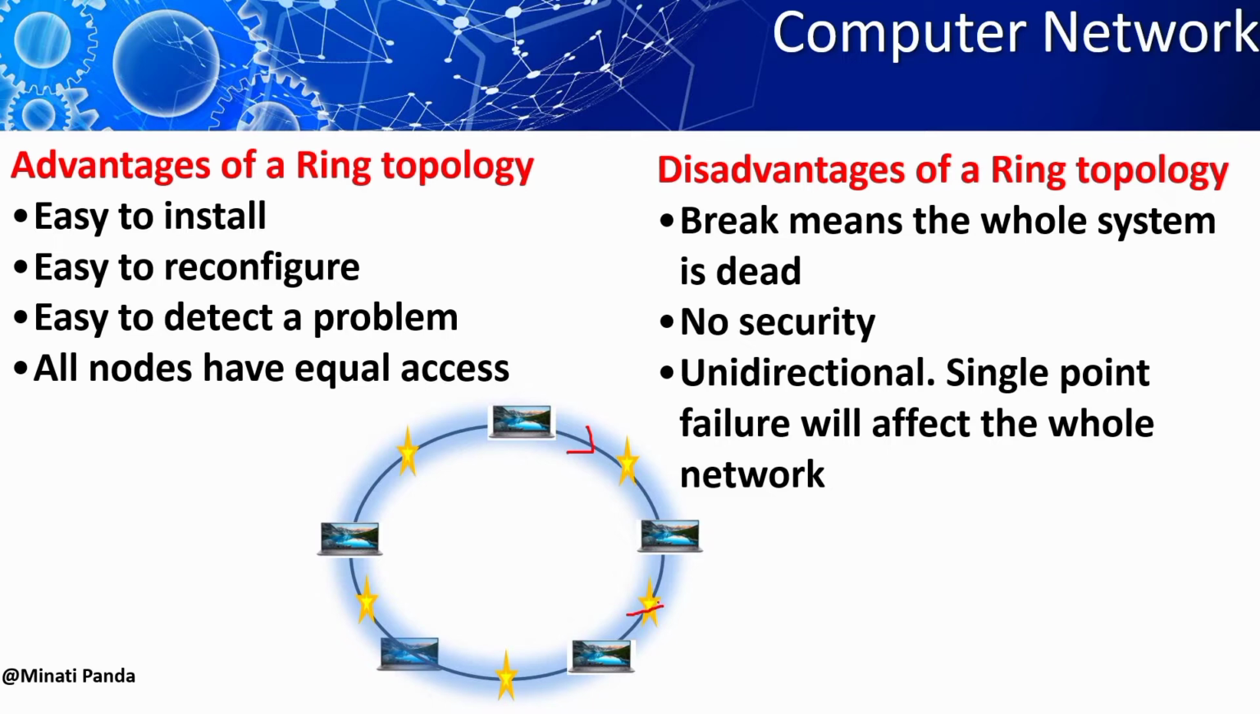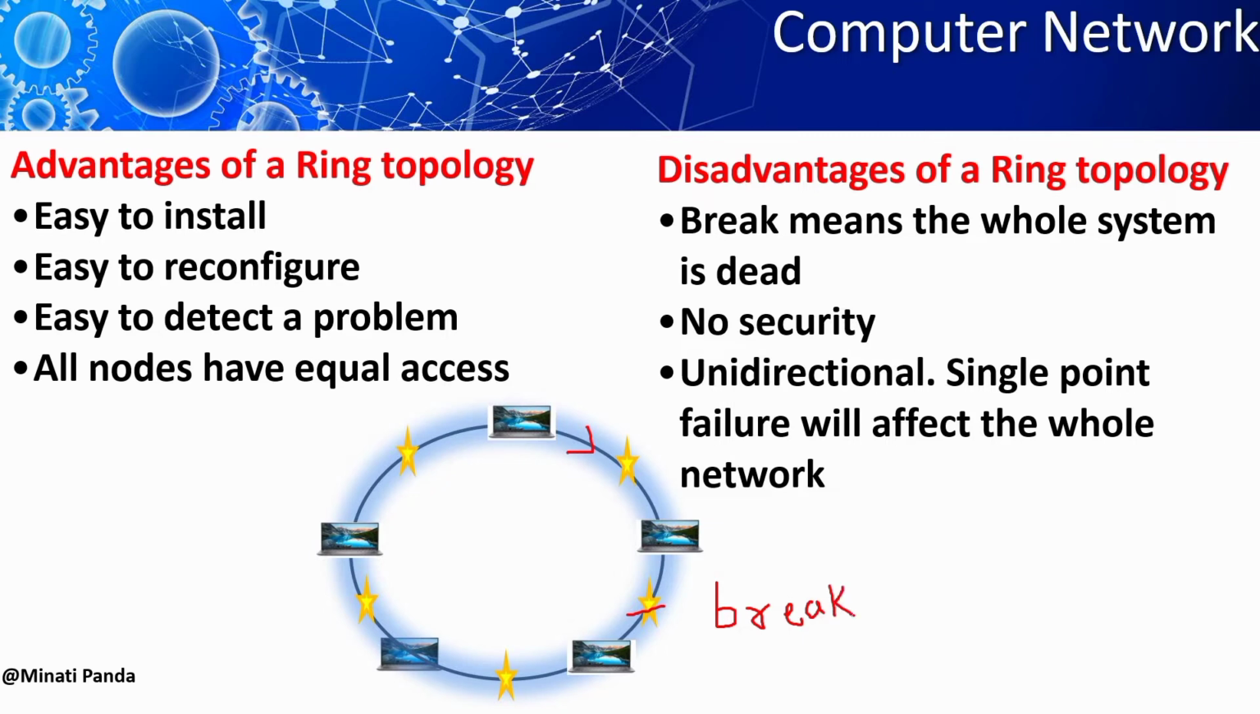Now let us discuss some disadvantages of ring topology. As it is unidirectional, a single point failure will affect the whole network. As each node has equal rights, there is no security.